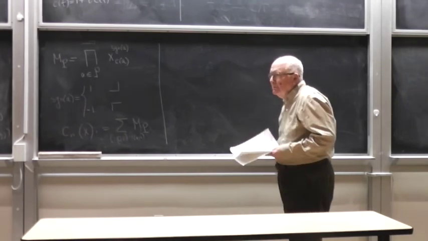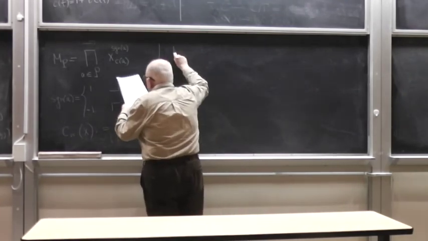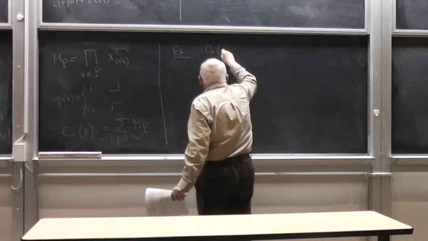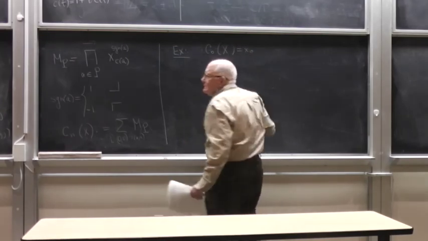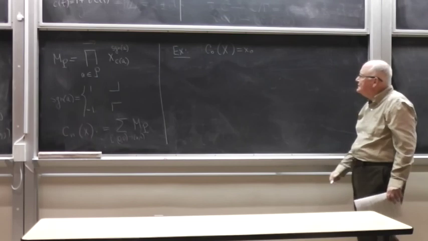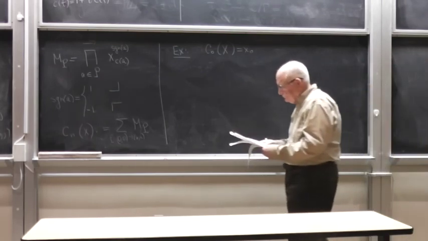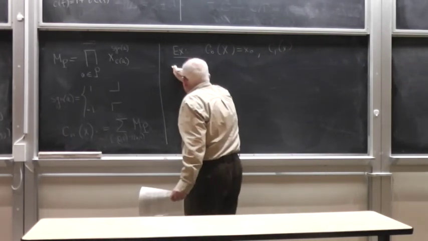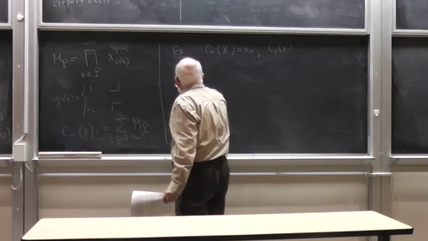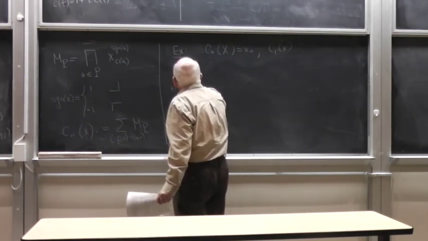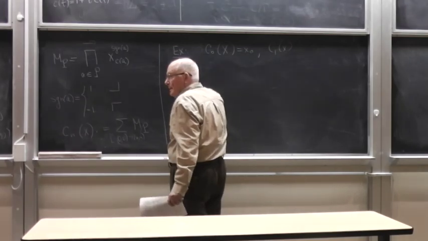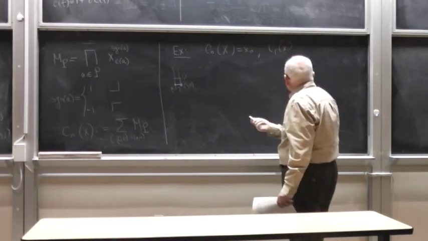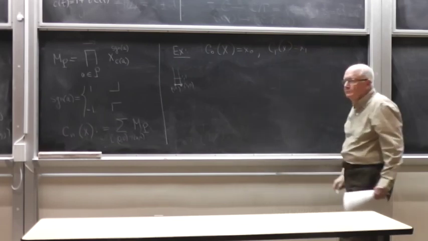So let's talk about examples. C naught of x is just x naught, so consider this just as a convention. For C1 of x, I have to go from 0, 0 to 1, 1. There is only one path, and so that's the angle. This angle is 1, 0, so the quantity is 1, so that's x1.